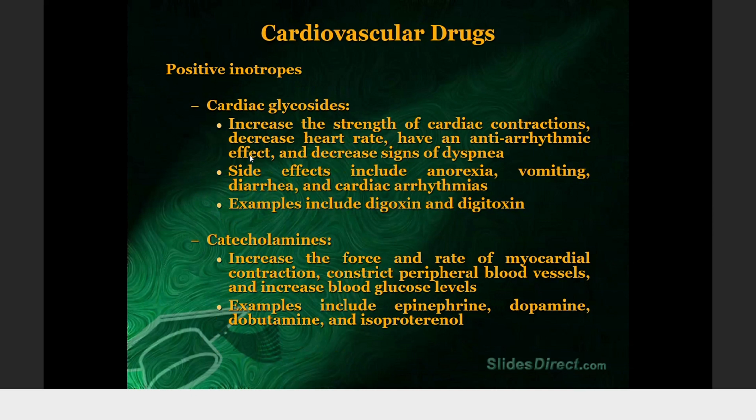We have the cardiac glycosides. Examples are digoxin and digitoxin. They increase the strength of cardiac contraction. They increase the heart rate, it's not decrease, it's increase. They also have anti-arrhythmic effects and decrease signs of dyspnea. That's the positive inotropic group: digoxin and digitoxin.